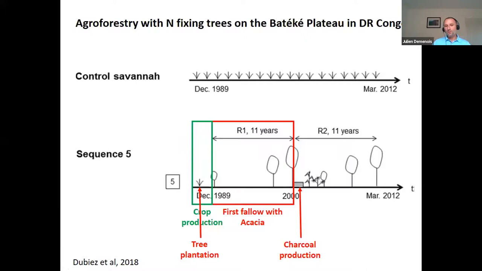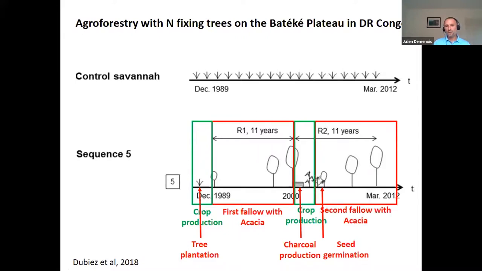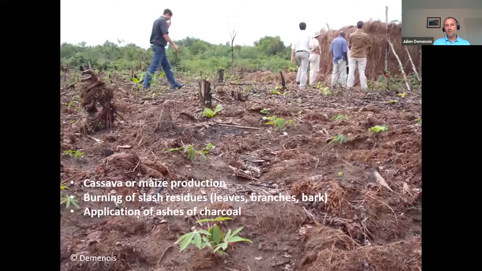The acacia are harvested and there is a production of charcoal on site. And then again, we have the crop production on the same plot. The seeds from the acacia germinate, especially thanks to the burning. And again, we have a second fallow with acacia, and it can continue like this for a third rotation. On this picture, you have the beginning of the crop production, for instance, with cassava. It's important to keep in mind that the slash residues like leaves, branches, and bark are left on site. And there is also an application of the ashes from the charcoal production.